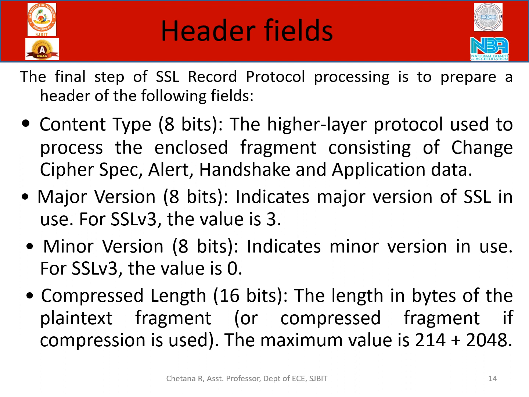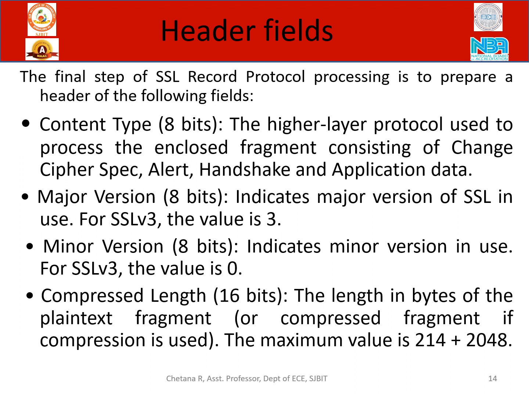But please remember right now, the header consists of content type, major version, minor version and compressed length. That header is just before the encrypted data. Encryption is done on the compressed data along with the MAC code. The content type is 8 bits, the major version is 8 bits, the minor version is 8 bits, whereas the compressed length is 16 bits. Sorry, 8 bits, 8 bits, 8 bits and 16 bits, not bytes.